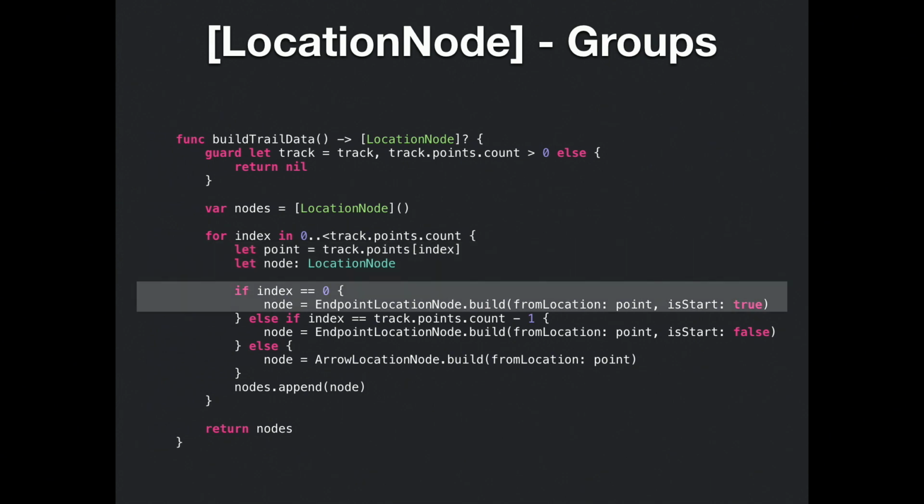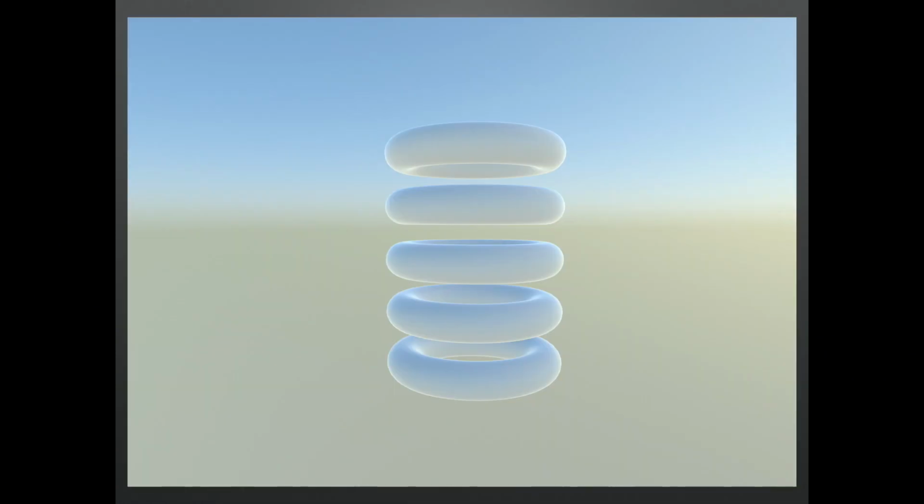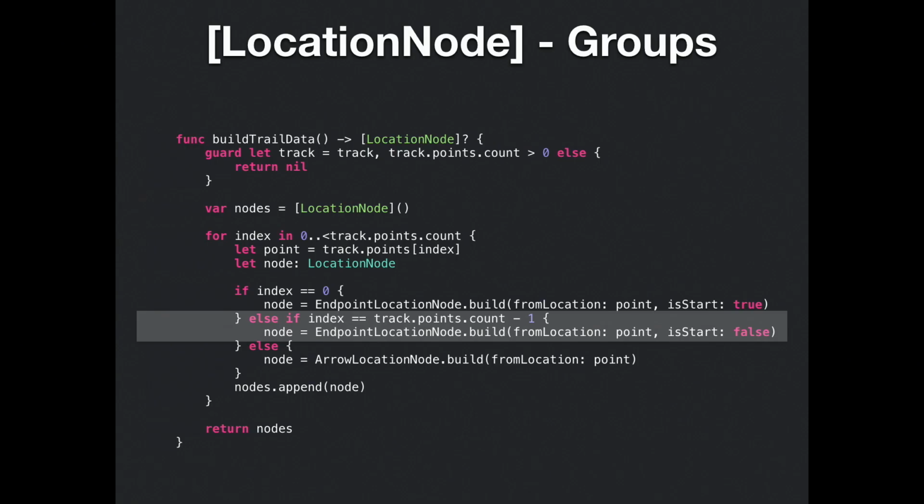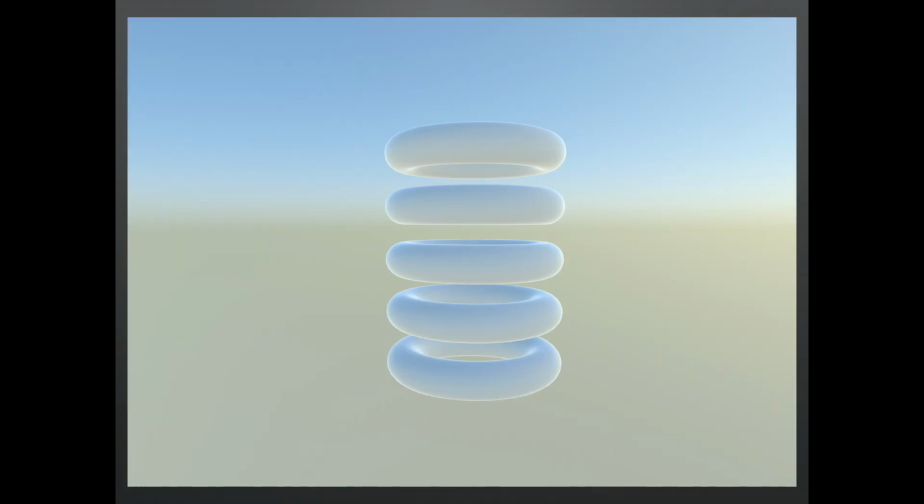Now, we didn't actually look at endpoint location node, but the idea is that we want to create a different type of node, a non-arrow, to signify the start and end of the track. And it's going to look something like this. It's a collection of torus, or tori for the plural. So we're going to do that for both the starting point and the ending point, and the difference is just the color.